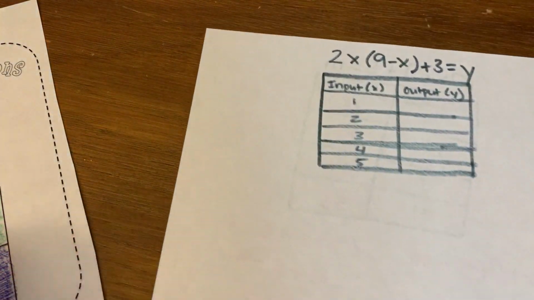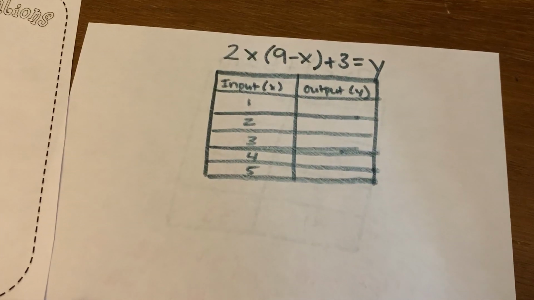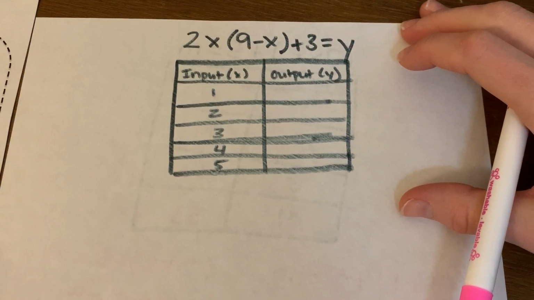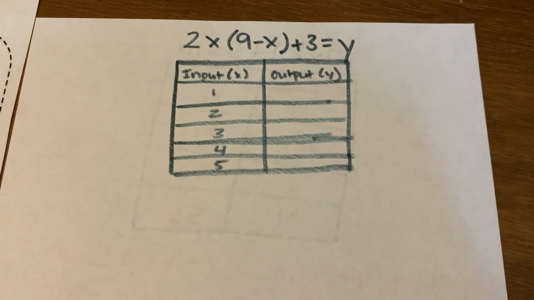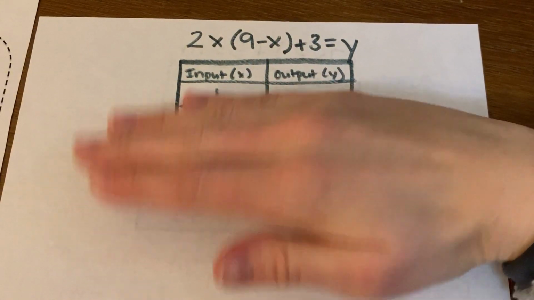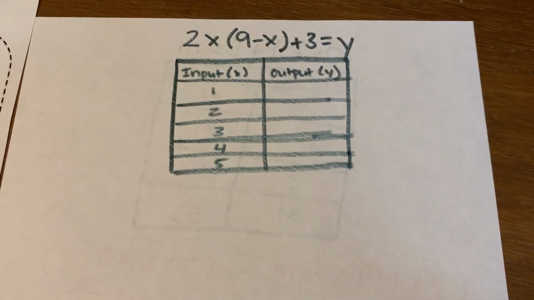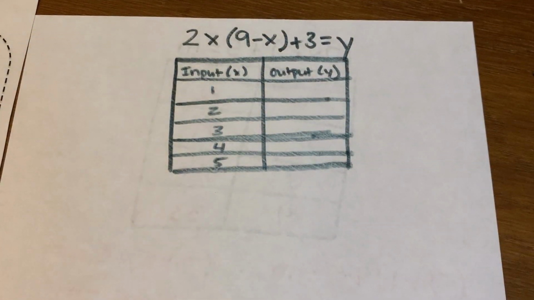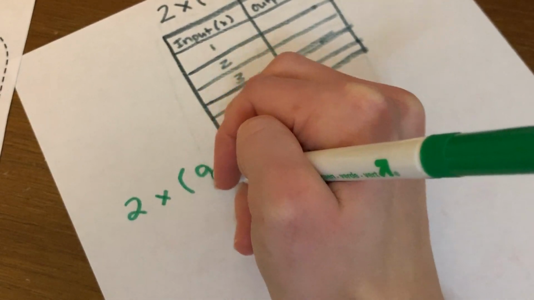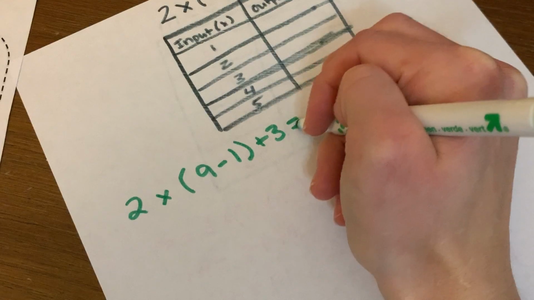All right, there's one more problem we're going to do, and I want you to do this whole input-output table on your own. I really need you to pay attention to PEMDAS on this one, okay? So it's 2 times 9 take away x, plus 3 equals y. Pay very close attention to PEMDAS. I'm going to check with you after this first one, just to make sure you're following PEMDAS correctly, and then I will let you do the rest on your own. So x equals 1. So 2 times 9 take away 1 plus 3 equals y.